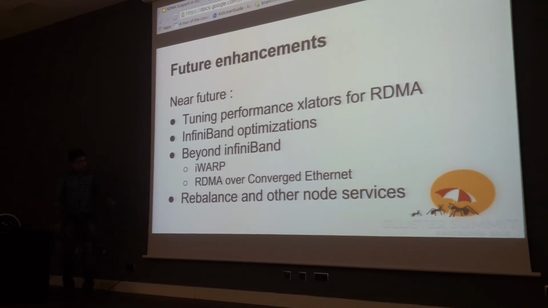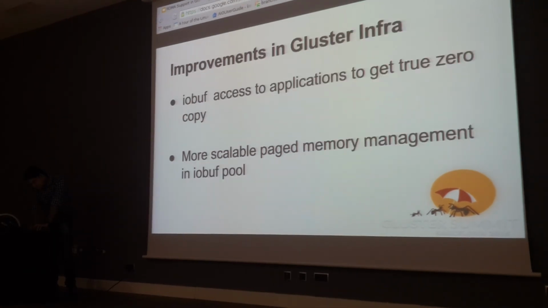As mentioned in the previous slide, we should definitely give options to configure our node services to start using RDMA, because they will all be close together and we should make use of it. And coming to the point that you pointed out, what Rafi is exploring now, we should definitely provide access to IOBUF to applications to get to true zero copy.